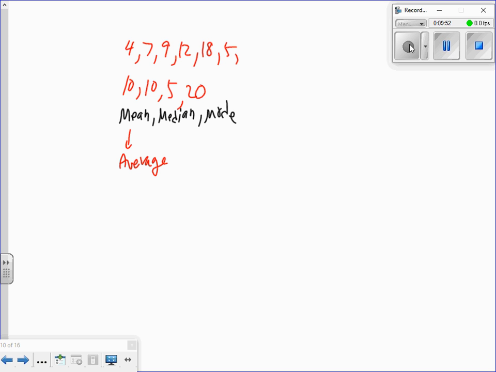So the mean means the average. So what we want to do here is we're going to calculate. In order to calculate the mean, we need to add them all together and divide by the number of terms. So I'm going to add these up.